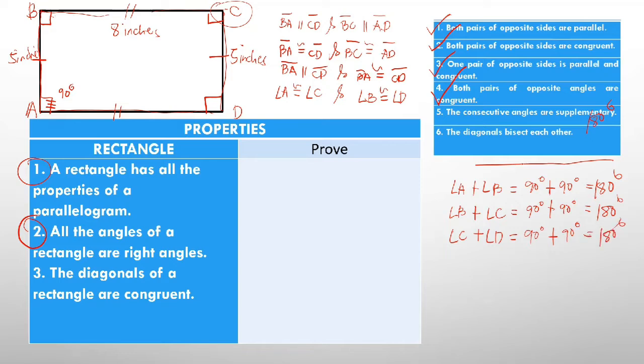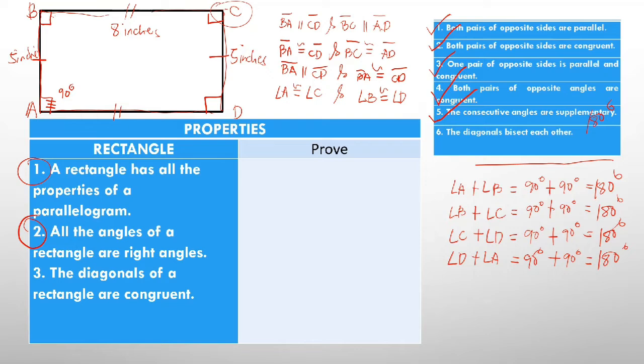And next, consecutive angles that we have, angle D plus angle A. Since magkasunod si angle D and angle A, then angle D is equal to 90 degrees and angle A is 90 degrees as well. And it is equal to 180 degrees. So, we see that the consecutive angles that we have are supplementary. Therefore, yung number 5 natin ay naka-rectangle as well. Now, let's proceed with our diagonals, or with number 6.